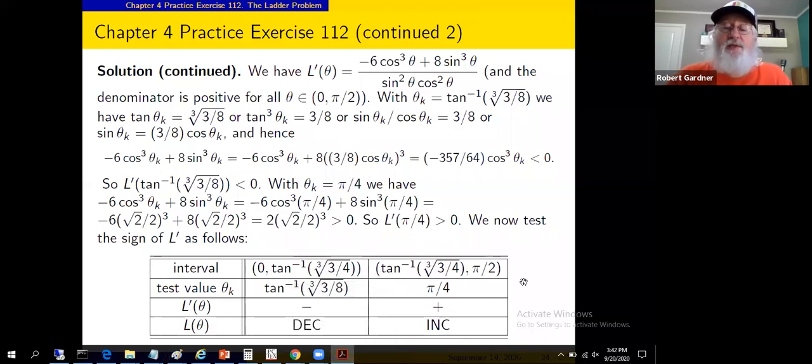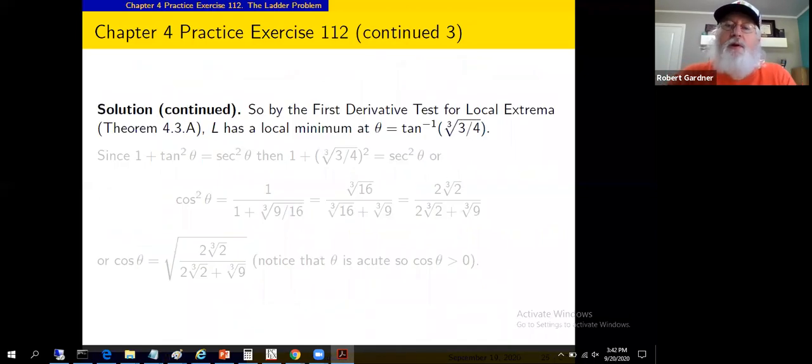But anyhow, if you'll at least buy the fact that the function goes down and then up, the first derivative test says that's a minimum. It went down and then up, minimum. We were looking for a minimum. First derivative test for local extrema, theorem 4.3.a for the record, says L has a minimum at that critical point, at that theta value.